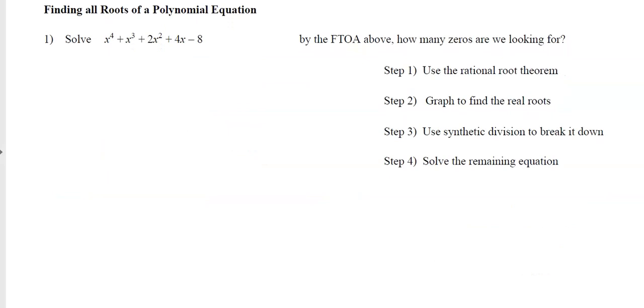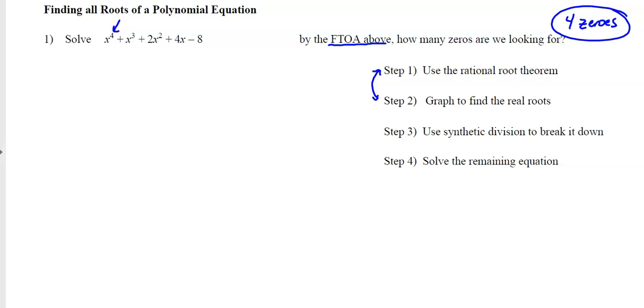Number 1, find all the roots of this polynomial equation. You could look right at the graph and try to find zeros, but I like to use the rational root theorem first. First, by the fundamental theorem of algebra above, how many zeros are we looking for? For this problem, we know we have 4 zeros. So at the end of the problem, we'd better have 4, otherwise we're missing somebody.